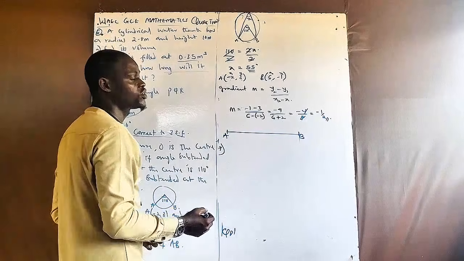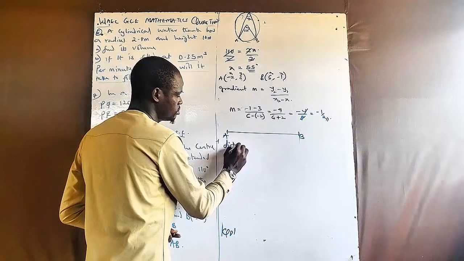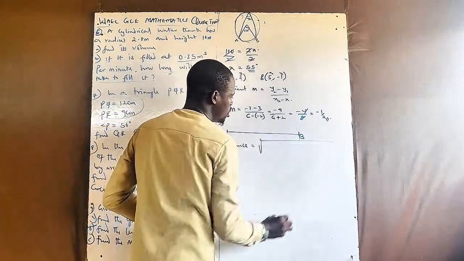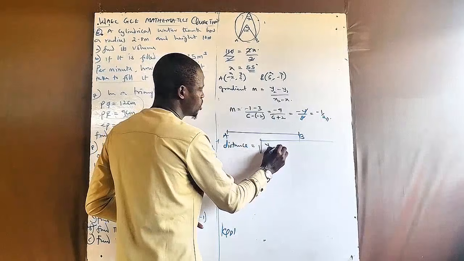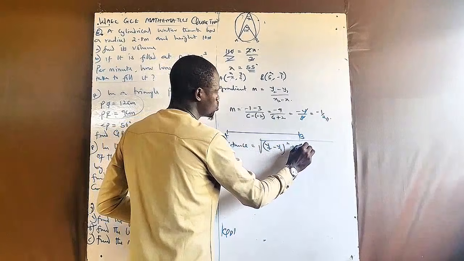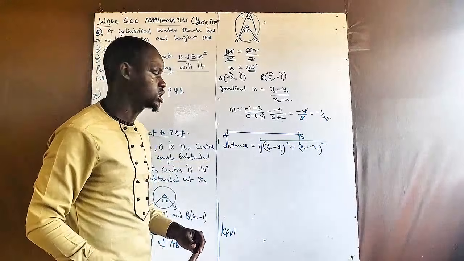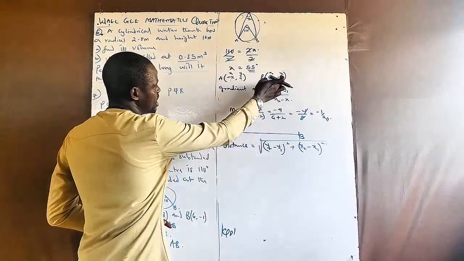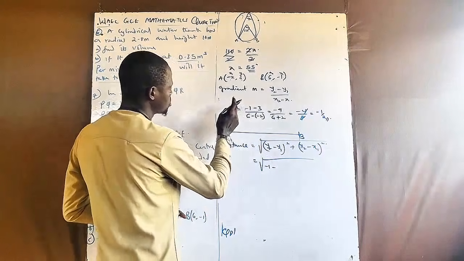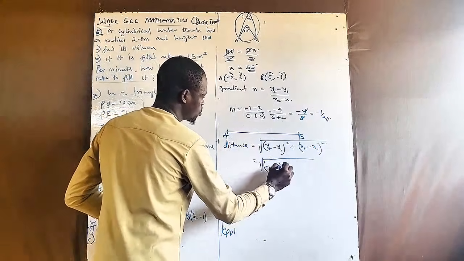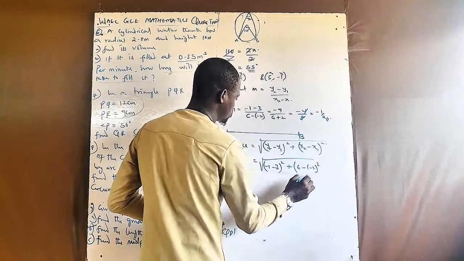Now, what's the formula for calculating the distance of a line? The distance of a line is always given as the square root of (y2 minus y1) squared plus (x2 minus x1) squared. This is how to find the length of a line. From here, I have my y2 and my y1, so I'll have the square root of (y2 which is -1 minus y1 which is 3) squared plus (x2 which is 6 minus x1 which is -2) squared.